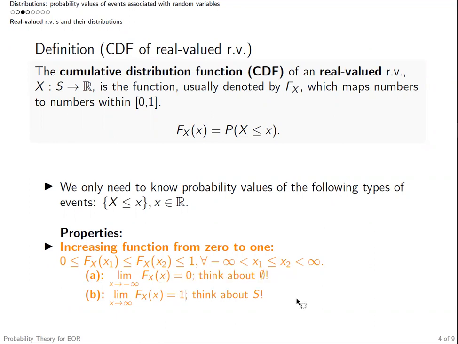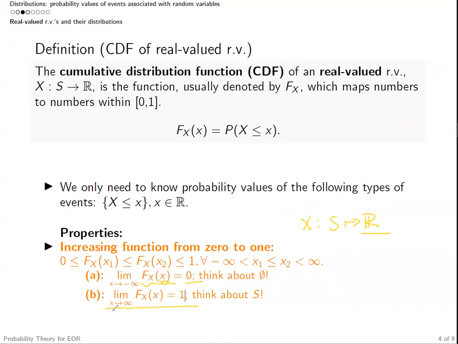The reason behind it is also quite intuitive, because for a real-valued random variable, we know X maps everything to the real line. So it only takes numbers from the real line. If we let this x go to negative infinity, then there is nothing from the real line. This is essentially the probability value of an empty event. Then according to the axiom of probability, we know it's 0. For the second one, the reasoning goes in a similar way.